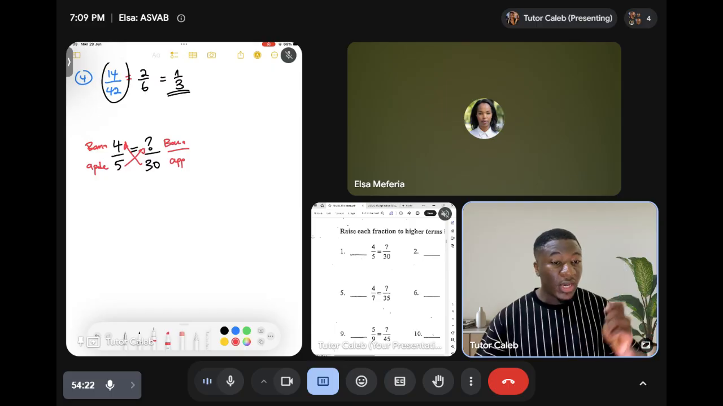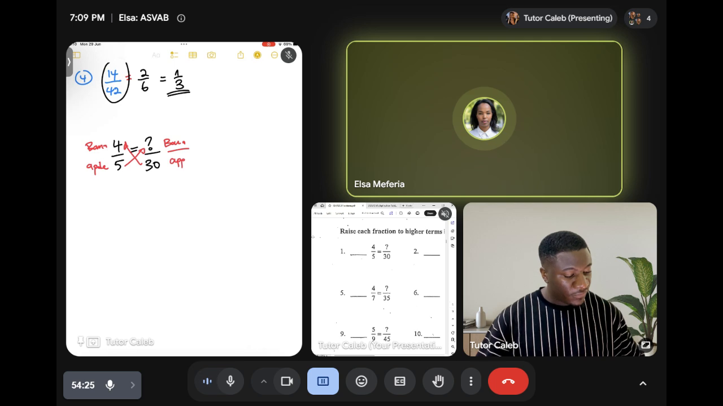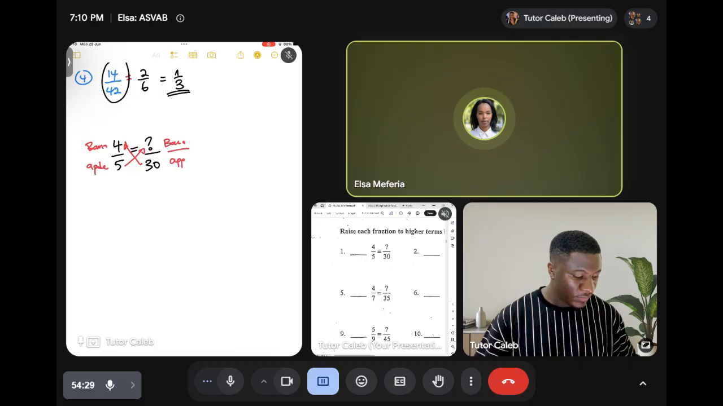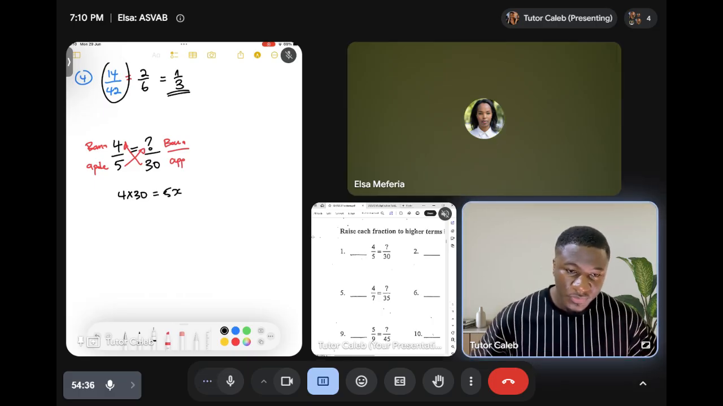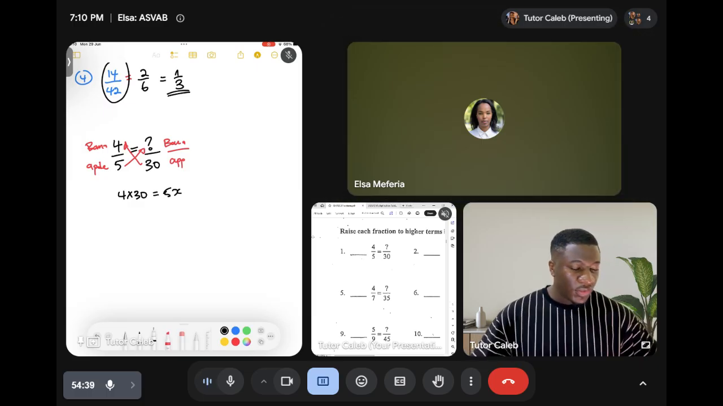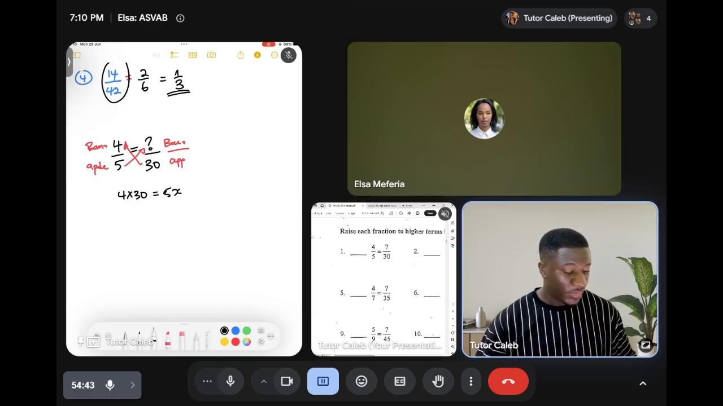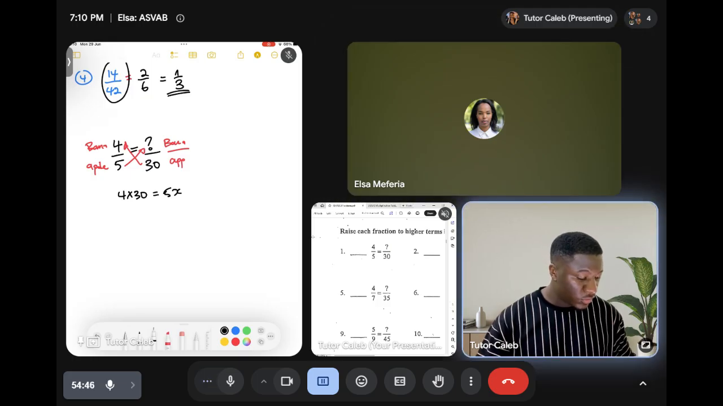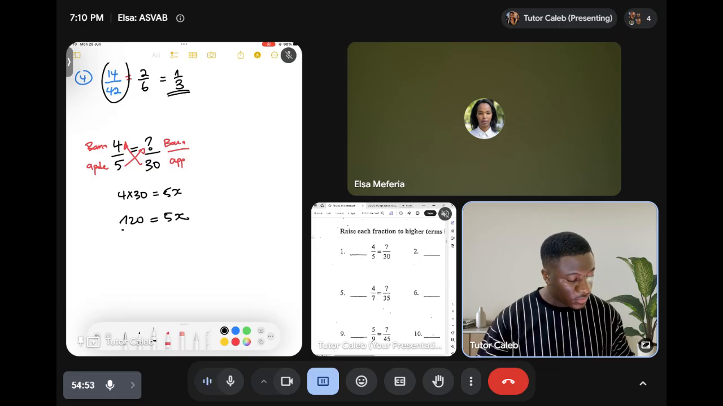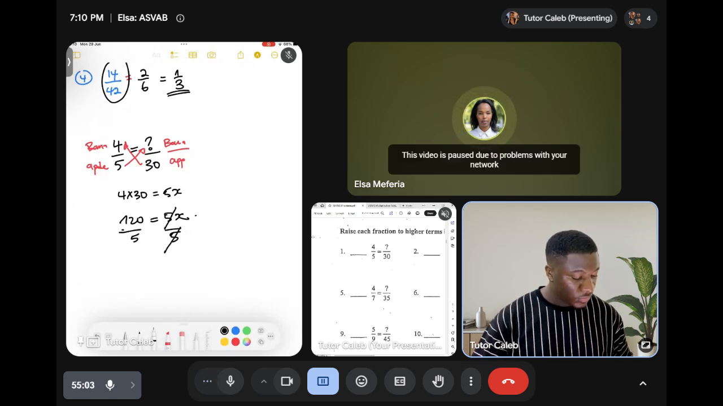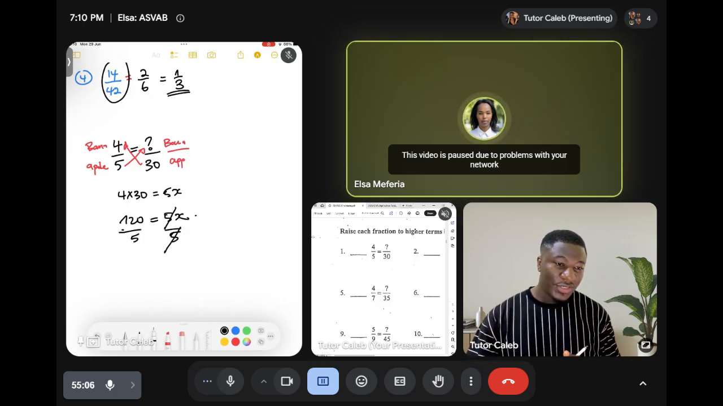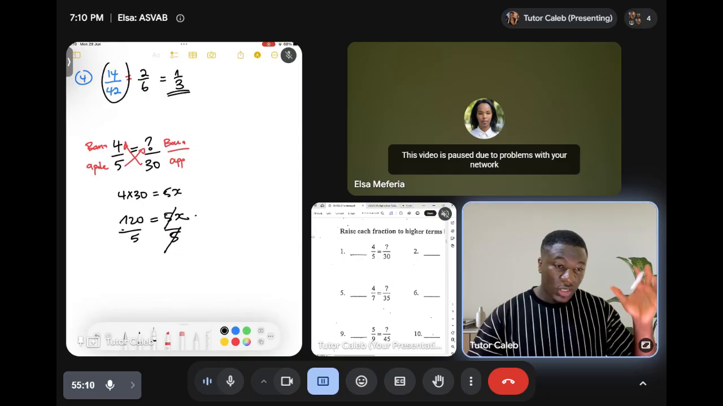Apple. Okay. Do you do crisscross, like four times 30 and five times the question mark, right? 5x. You zero that out and then, yep, one divided.